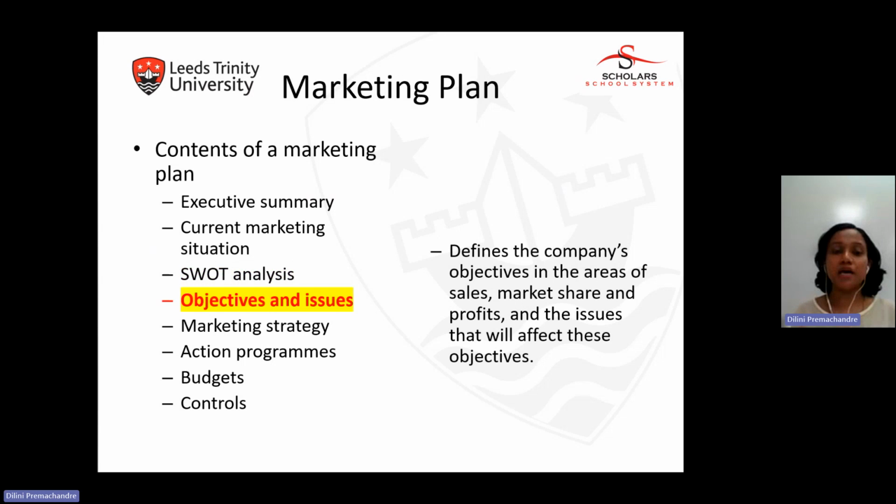And then objectives and issues. In this section, you will define the objectives of the business that you are going to start. Objectives are the targets that you would try to achieve in a particular period of time. They can be related to sales, market share, profit, or maybe reducing cost. So you need to mention what the objectives can be, and if there are any issues related to achieving these objectives, you can mention that as well.